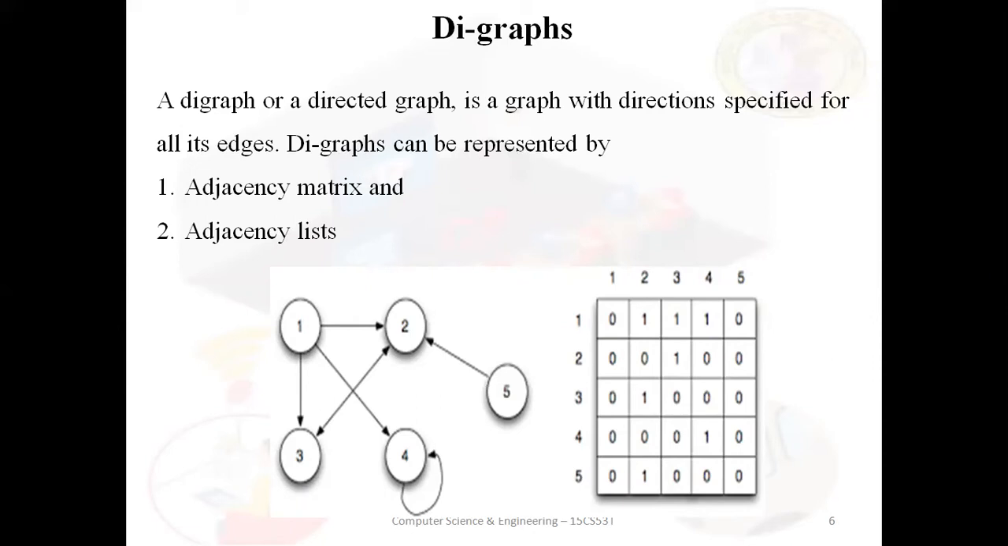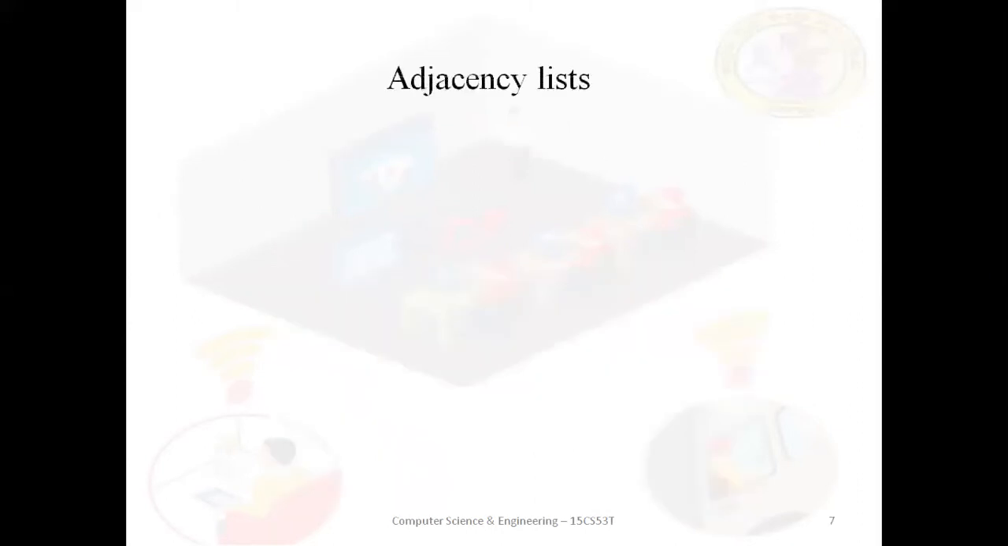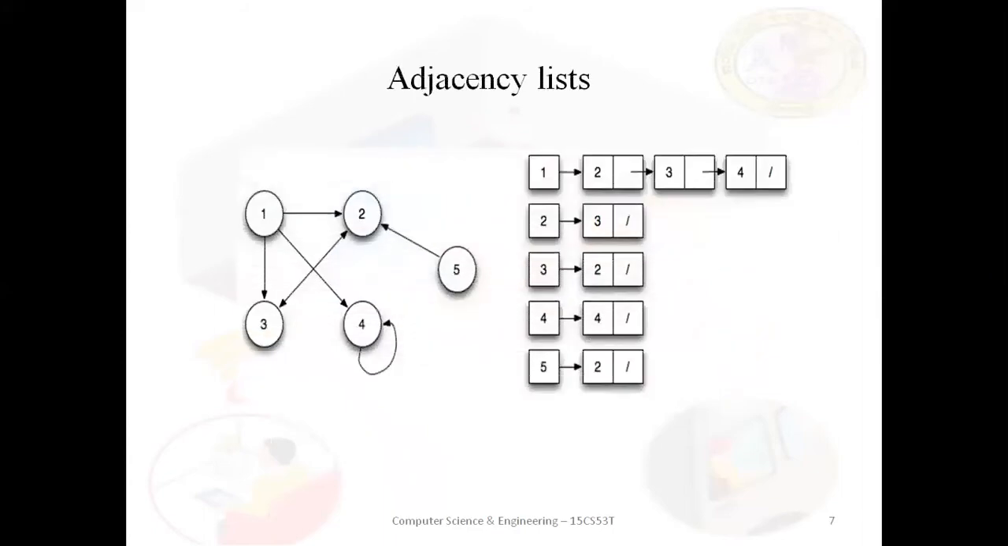Now let us have a look at how to represent digraphs using adjacency lists. So the same graph is represented by using a list format. As we can see, there is an edge from 1 to 2, 1 to 3 and 1 to 4. So starting from 1, we have 2, 3 and 4.